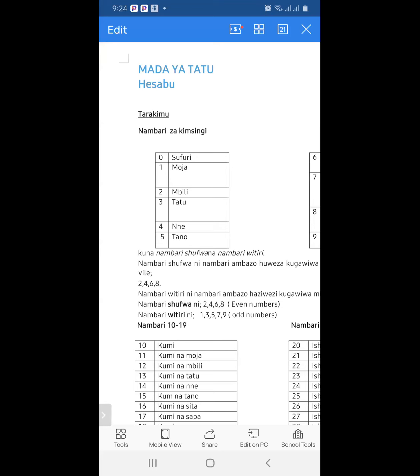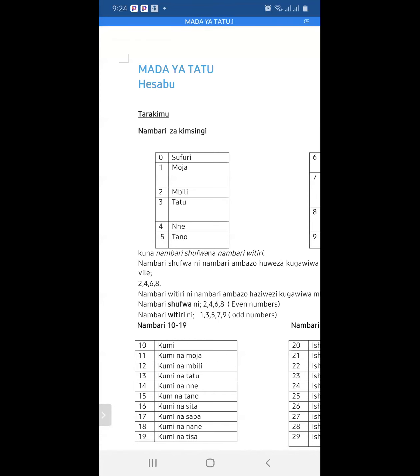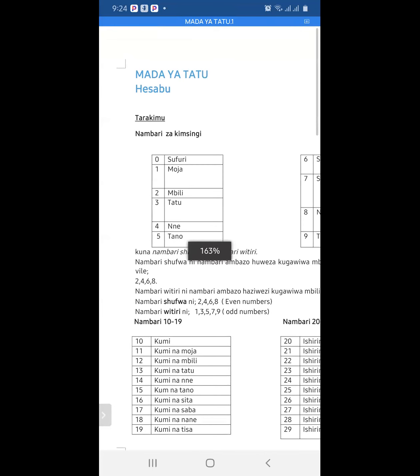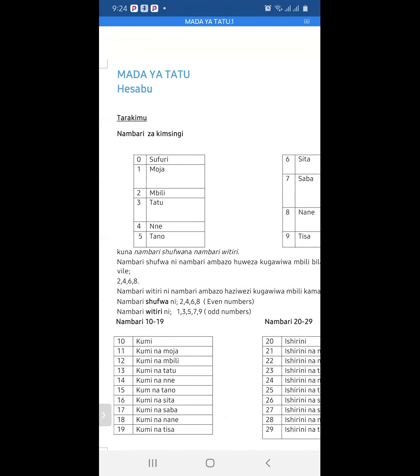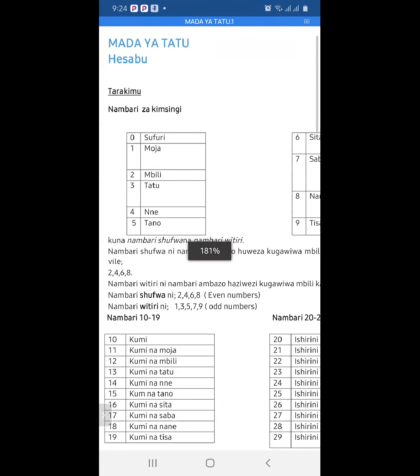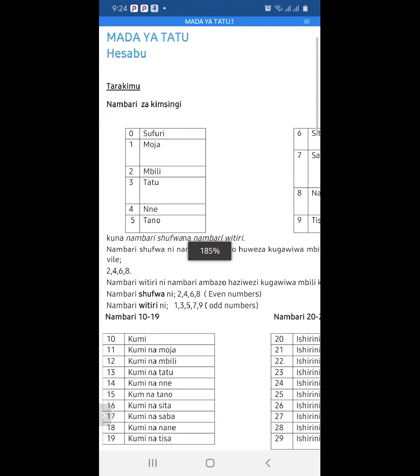So our third theme is hesabu, and we are going to begin with tarakimu. Tarakimu is like numbers. Like in English we have numbers, and they are called tarakimu. The numbers kimsingi, the basic numbers, count from 0 to 10. Someone please read what they can see. Kimsingi: sifuri, moja, mbili.